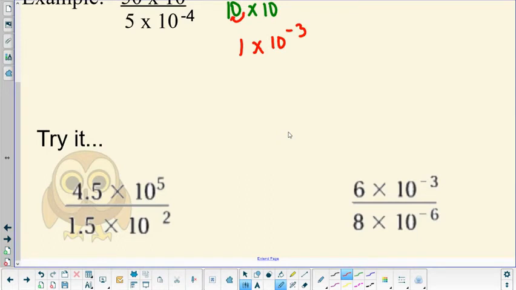All right, so for this one here, we're going to divide 4.5 and 1.5. And if we do that, we get 3. And then we have our times 10. 5 minus 2 gives me 3. This is okay because if you notice, our first number is between 0 and 10. So we are allowed to keep that. Now over here, 6 divided by 8. 6 divided by 8 is going to give me a very small number. It's going to give me something less than 1. In fact, it gives me 0.75.